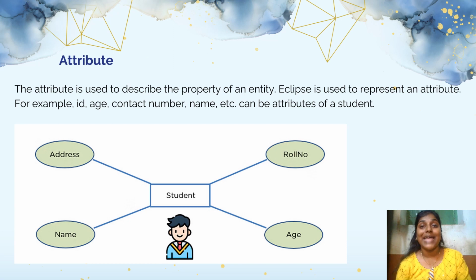Let us learn about attributes. Attributes describe the properties of the entities, and these are represented by an ellipse. Attributes are mainly of 4 types, that is key, multi-valued, composite, and derived. Here the student is an entity and the attributes are roll number, age, address, and name. Let us move forward to learn more detailed information about attributes.